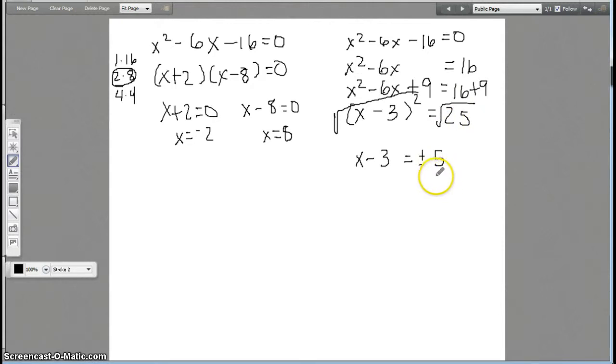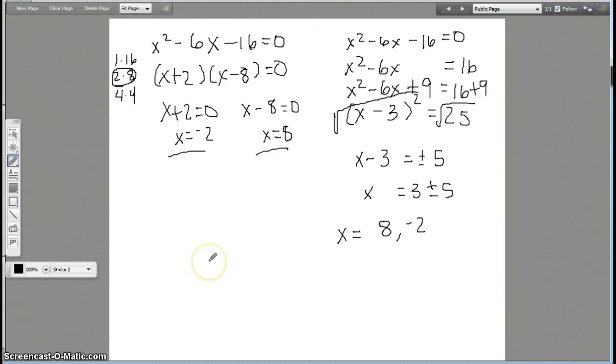Now we need to solve for x. To solve for x, we need to add 3 to both sides. So we'll end up with just an x on the left side and 3 plus or minus 5 on the right side. So now we need to figure out what is 3 plus 5? That's 8. What is 3 minus 5? That's negative 2. So our x is going to equal 8 and negative 2. And you can see that's exactly what we got before for this same equation using the factoring method.